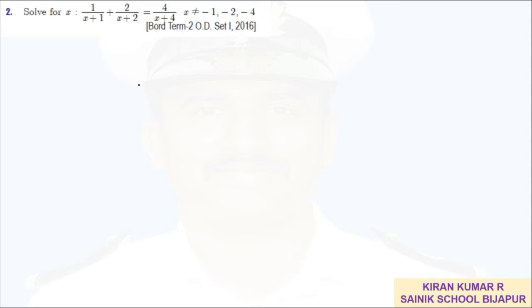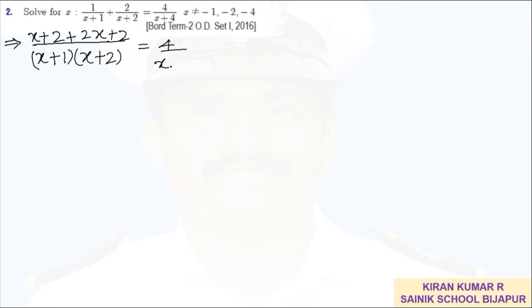Earlier, when these types of questions were there, we had taken the LCM of the denominators. So let me take the LCM of denominators in the left hand side. It will be the product x plus 1 into x plus 2, and the numerator will be x plus 2 plus 2 multiplied to x plus 1, which will become 2x plus 2, which is equal to 4 divided by x plus 4.